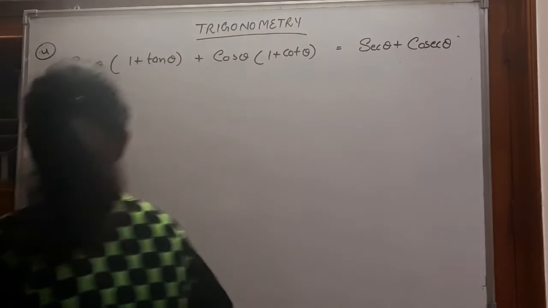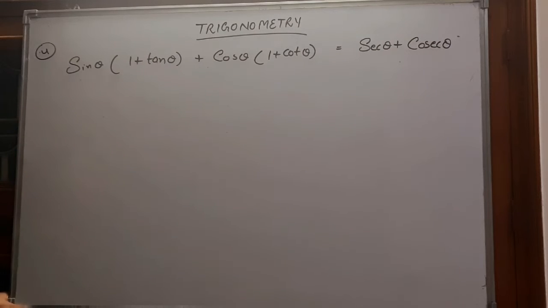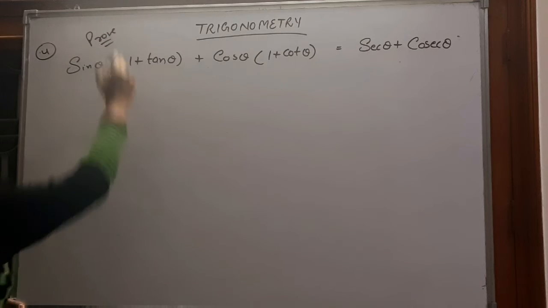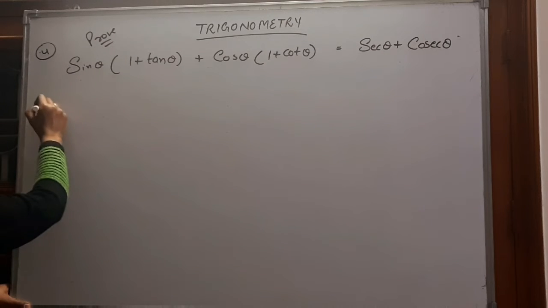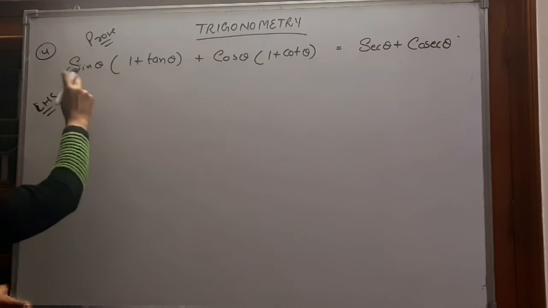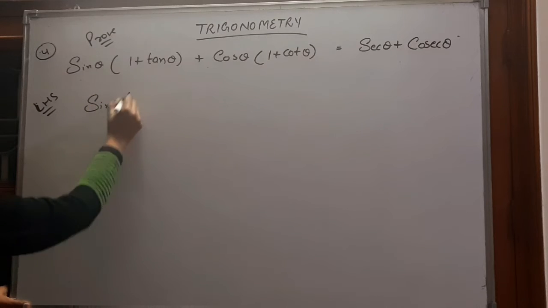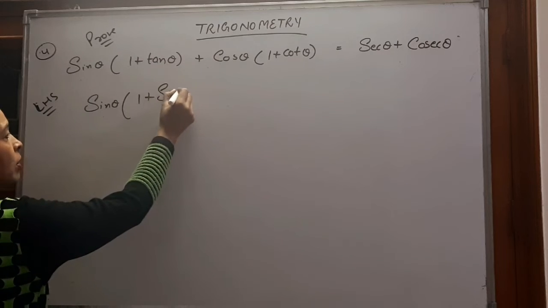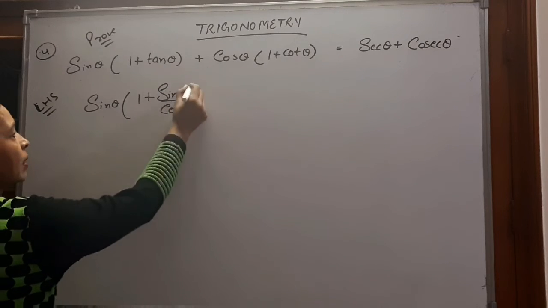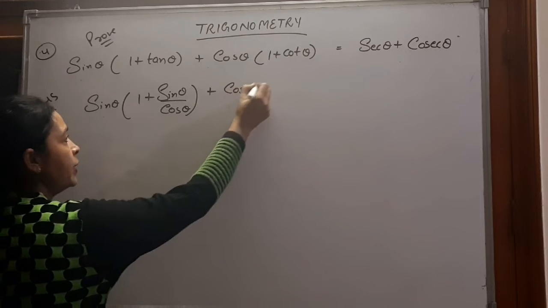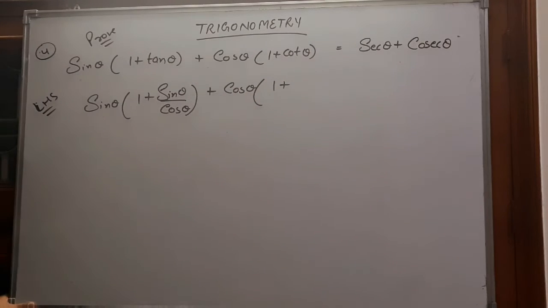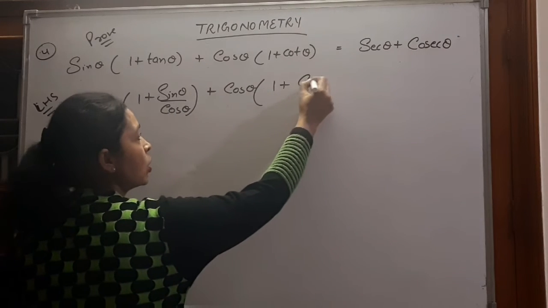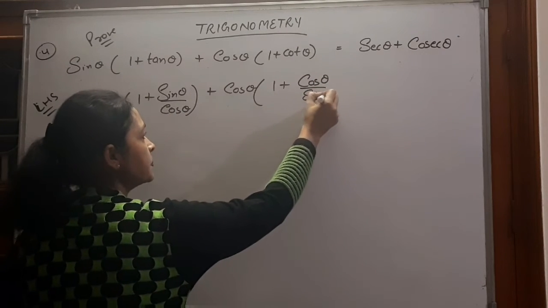Sin theta into 1 plus tan theta plus cos theta into 1 plus cot theta. We have to prove that this is equal to sec theta plus cosec theta. Now we are taking left hand side, sin theta into 1 plus, what is tan theta? Tan theta is sin theta upon cos theta, plus cos theta into 1 plus, what is cot? Cot is reciprocal of tan. Tan is sin upon cos and cot is cos theta upon sin theta.